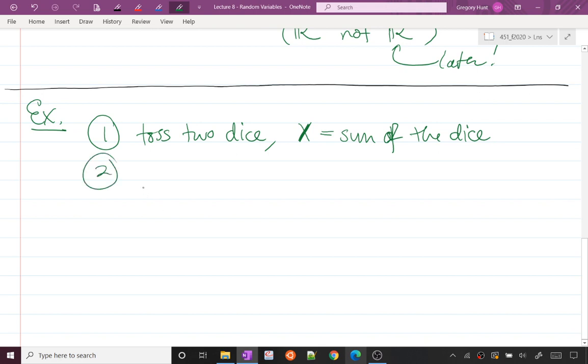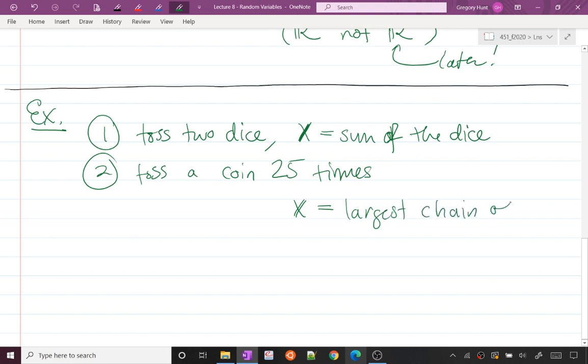Another example: I could toss a coin 25 times, and maybe my random variable x might be the largest chain of consecutive heads.